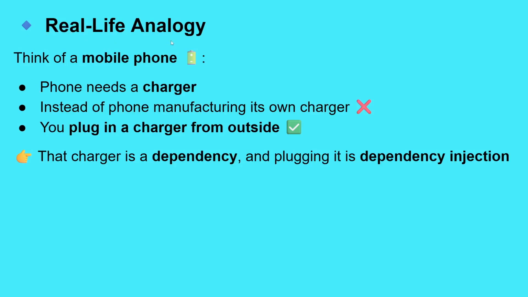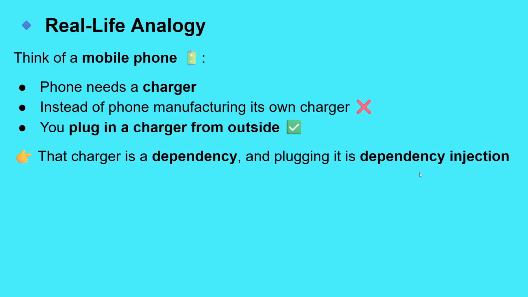Real life analogy. Think of a mobile phone. Phone needs a charger. Already you know. Instead of a phone manufacturing its own charger, you plug in a charger from outside. So the charger is a dependency and plugging it in is dependency injection.